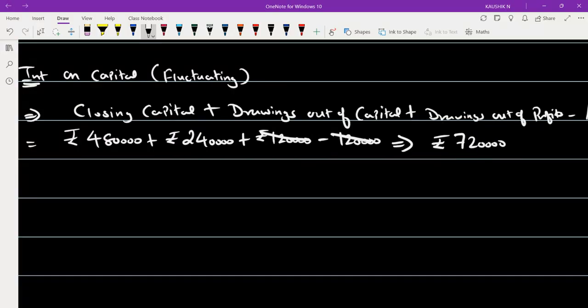Now interest on Simrat's capital. It is calculated in such a way: the opening capital was there from the first till a certain date, and then the capital gets changed. That also you have to calculate separately.